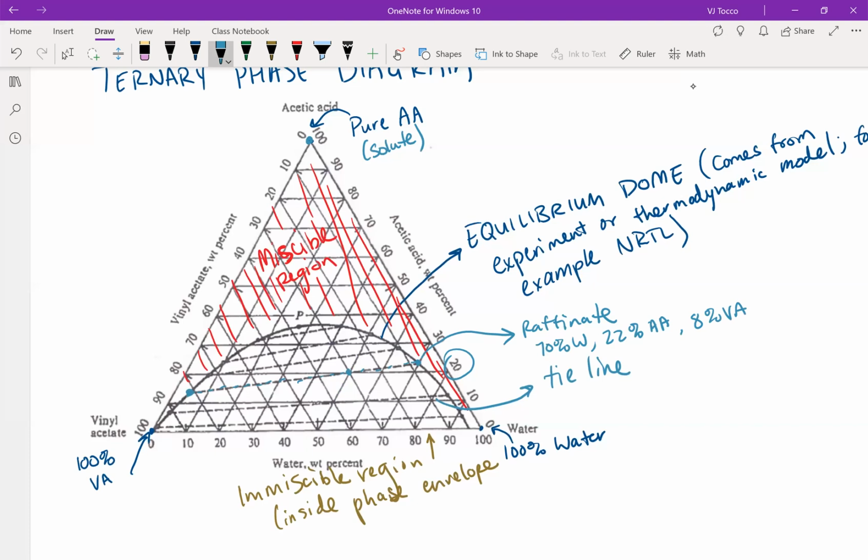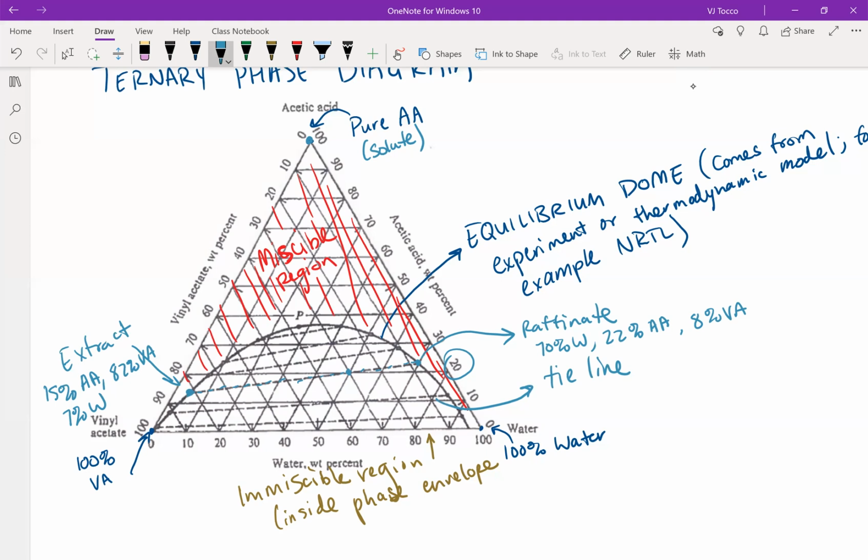At the other end is my extract phase, and you could also read the composition off that: 15% acetic acid, 82% vinyl acetate, and the other 7% then would be left to water. They must add up to 100. So typically what I do is I just read the first two off the graph, and then I say 100 minus those other two, and then do a quick check to make sure that it works. That will tell you what your resulting compositions will be.